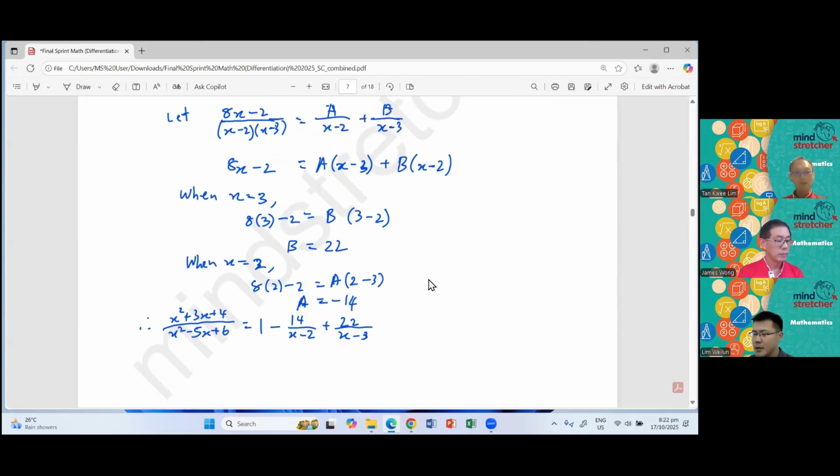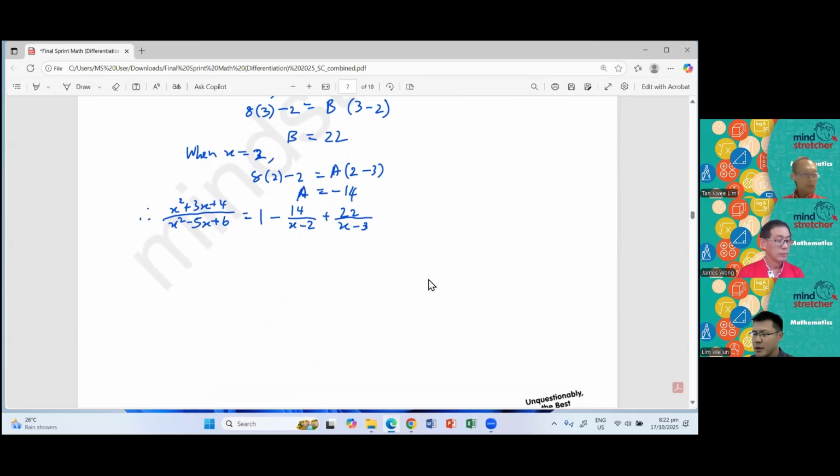Part B is quite a simple one, where we have to find the gradient of the curve at x equals 1. To find the gradient at x equals 1, first of all, we find what is dy dx first. Maybe I rewrite this again, so it's much clearer for everyone to see. So your y is this x squared plus 3x plus 4 over x squared minus 5x plus 6.